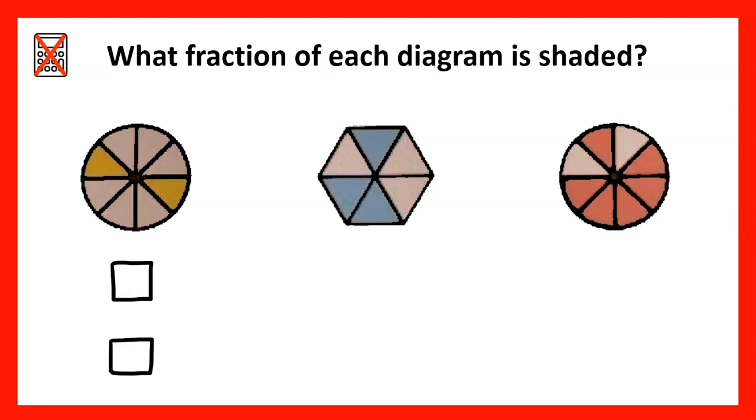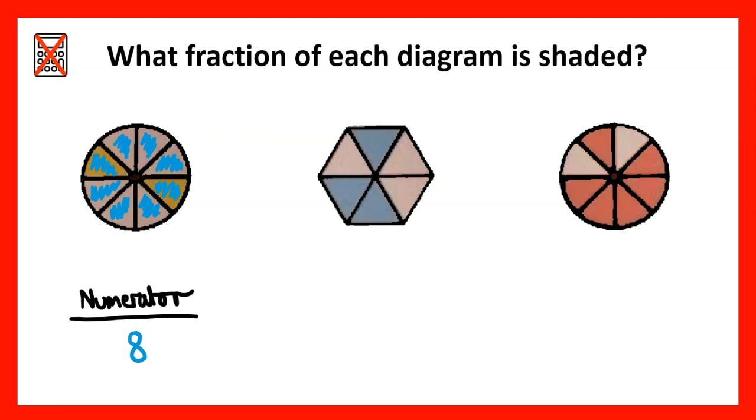Fractions are split into two parts and separated by a dividing line. The bottom part is called the denominator and tells us how many equal parts we're splitting our diagram into. In this case, it would be 1, 2, 3, 4, 5, 6, 7, 8, and the top part of the fraction is called the numerator, and this is how many of those equal parts we have selected or shaded.